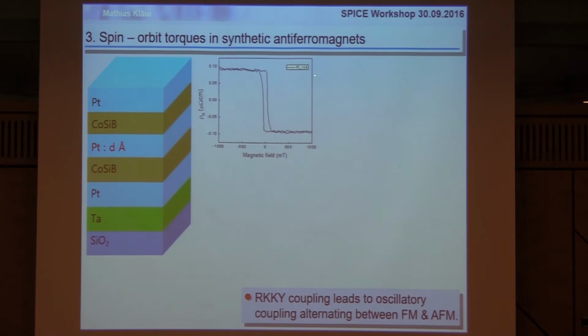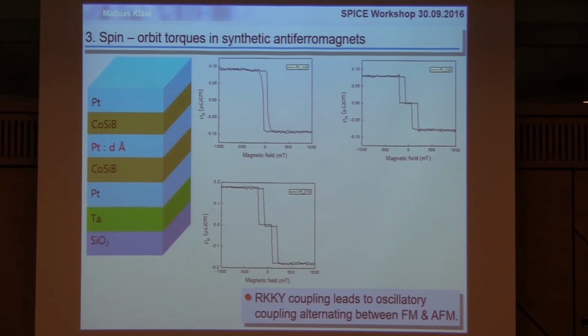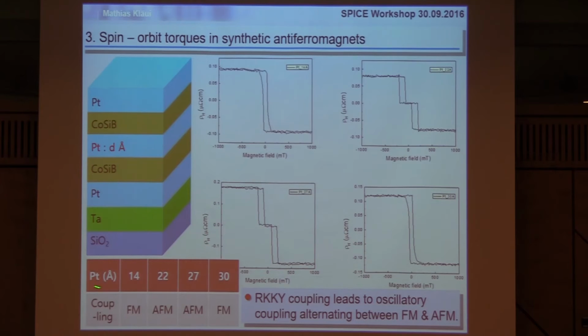So for very low platinum interlayer thickness, you don't see any antiferromagnetic coupling. Then if you increase the thickness, you get this nice antiferromagnetic coupling with different strength. And then if you make it very thick, then you go back to the ferromagnetic coupling. So you have this oscillatory RKKY coupling, just as in the case with ruthenium.